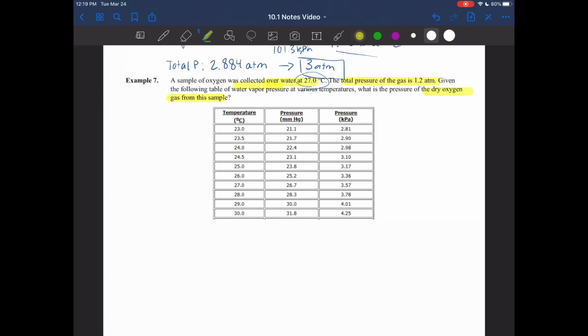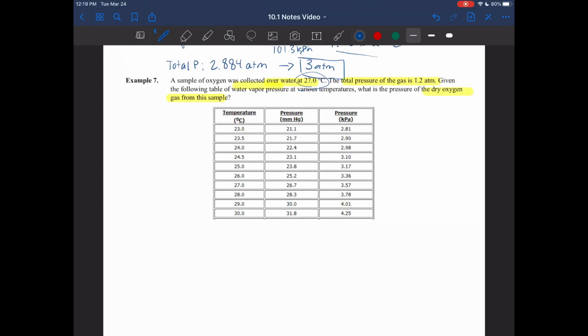Sometimes we call gas dry, or we'll say dry gas, dry oxygen gas, dry atmosphere. Whenever you hear that, it just means the pressure of gas or the composition of gas without water vapor included, because we think of water as wet. So if you take the water out of the gas, then we call it dry gas.